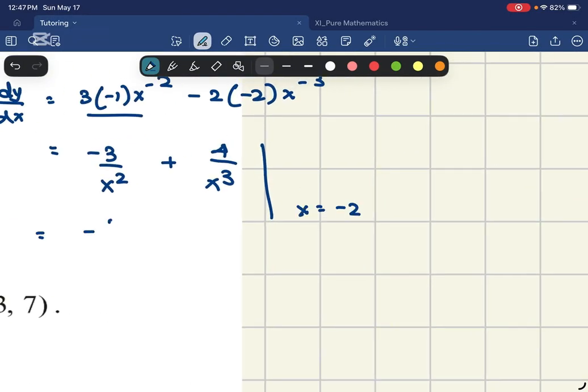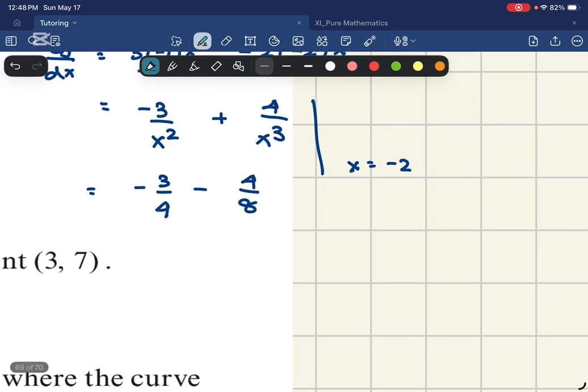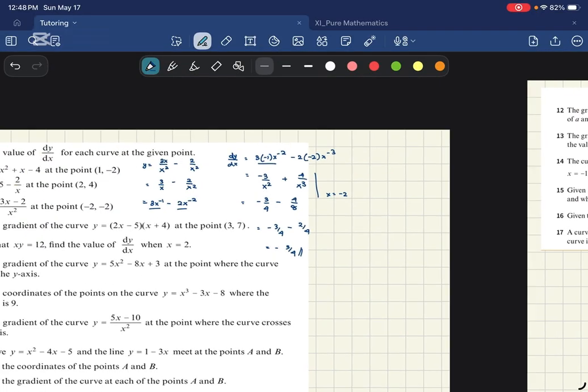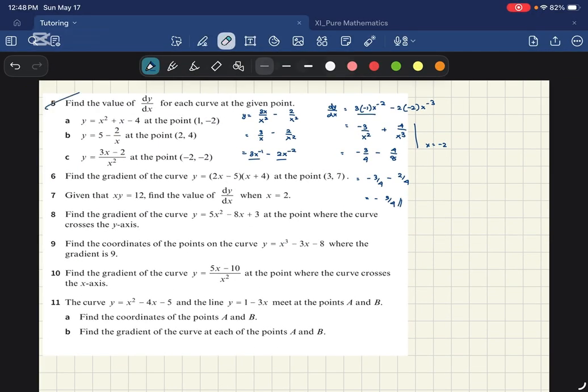And if I do so, I get minus 3 over 4 minus 4 over 8. Minus 3 over 4 minus 2 over 4. So that is minus 5 over 4 if you solve the expression. So we're done with 5.